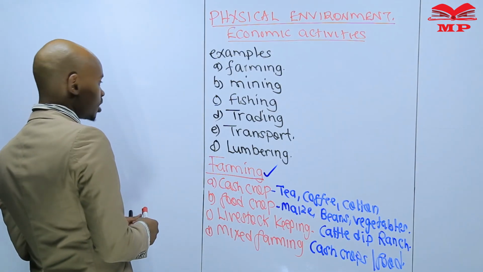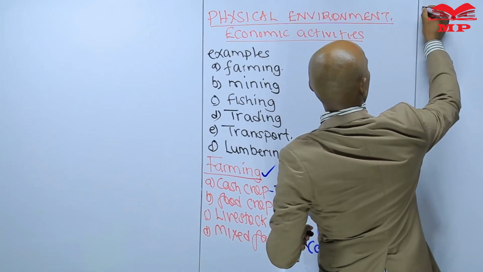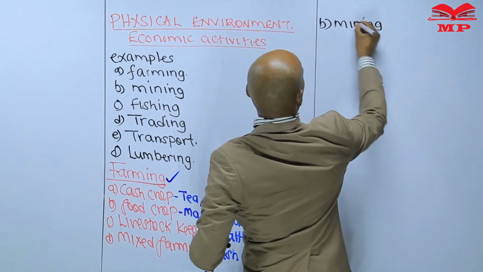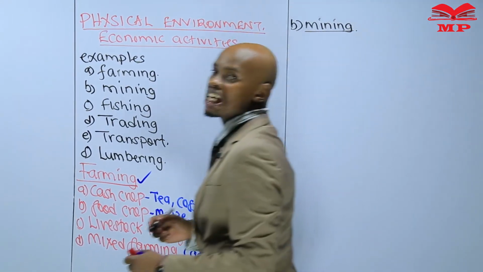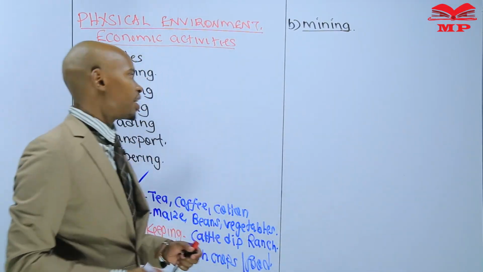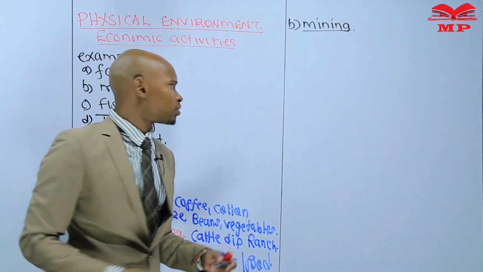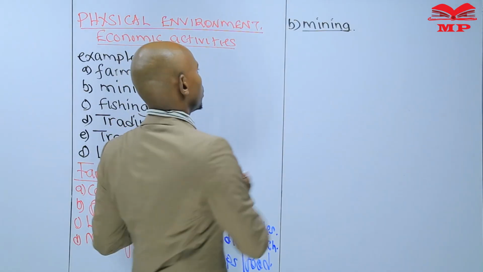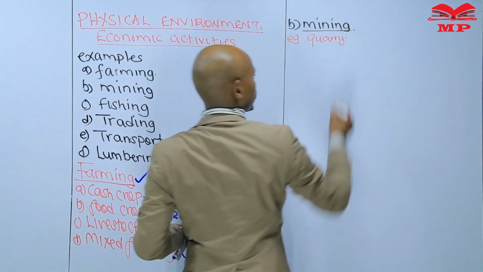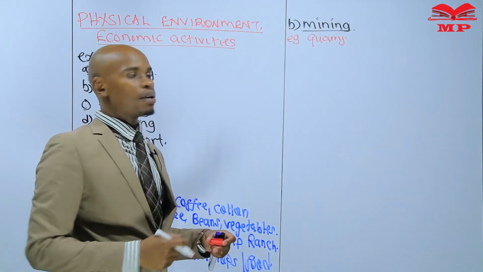Number two, let's go to mining. Let's explain some aspects of mining. Mining as an economic activity in an area. Remember that mining is the removal of minerals from the ground. The extraction of minerals from the ground is what we call mining, and the people who do mining are called miners. Now, how will you know that in an area we have mining? These are some of the things that you'll be looking for. For example, a quarry. A quarry tells you that there is mining. And which minerals are being mined in a quarry?